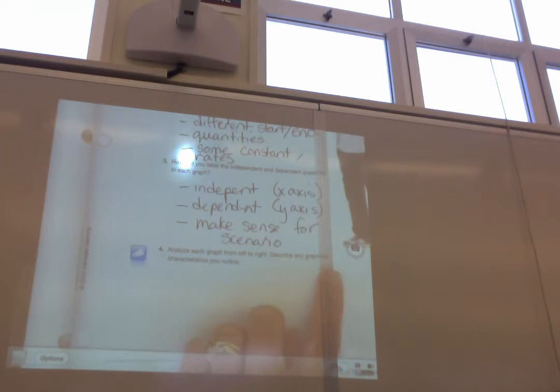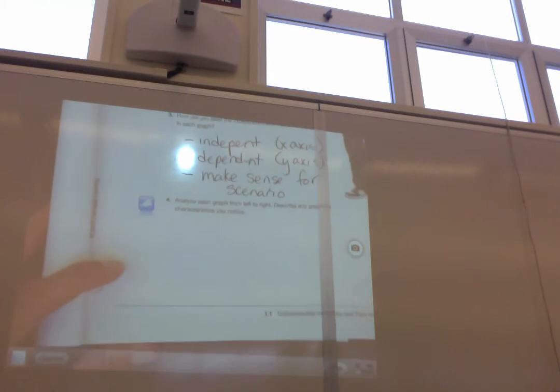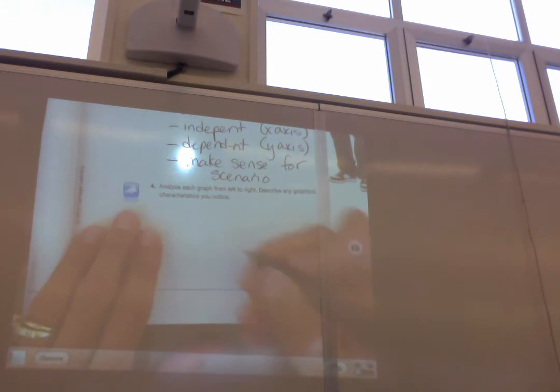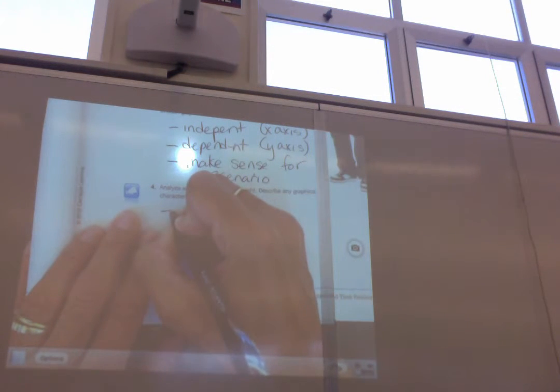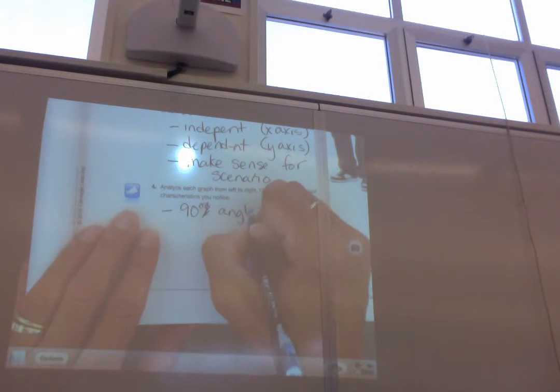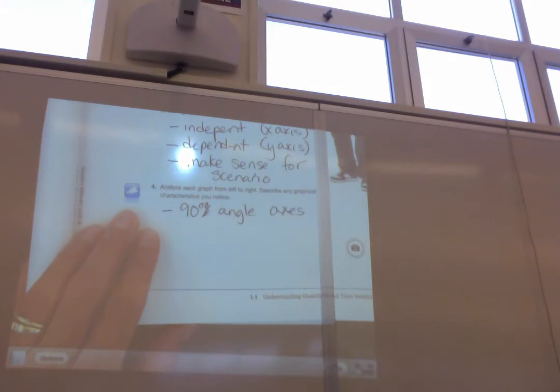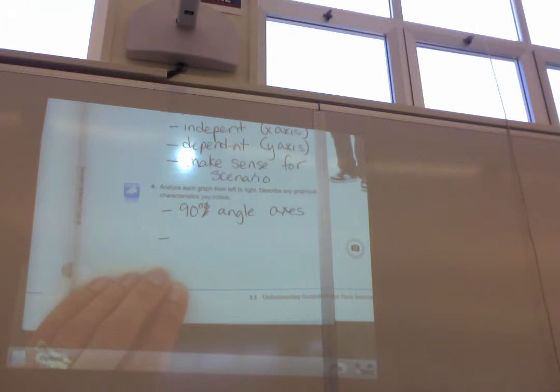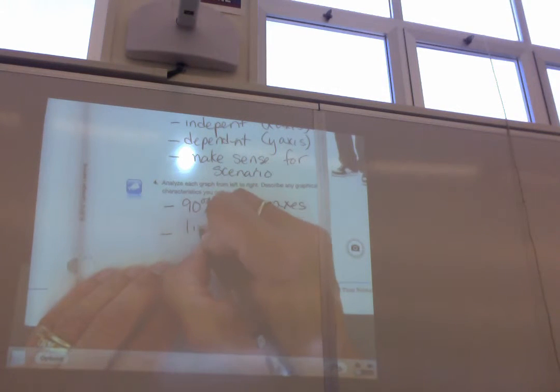Analyze each graph from left to right. Describe any graphical characteristics that you notice. As we move from left to right, what do you notice? Sam: there's a 90-degree angle. Okay, 90-degree angle for the axes, right? They don't all have 90 degrees in the graph itself. Jerry: the line is either moving up or down.